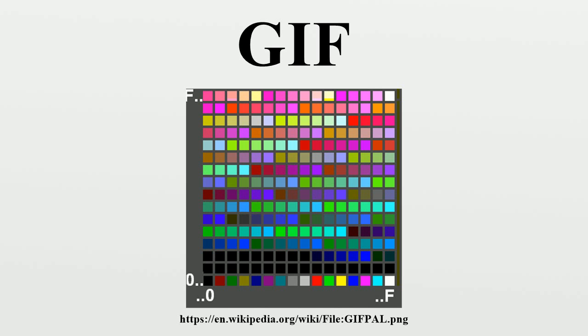Each frame can designate one index as a transparent background color. Any pixel assigned this index takes on the color of the pixel in the same position from the background, which may have been determined by a previous frame of animation.